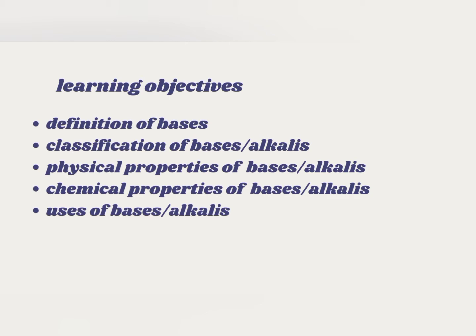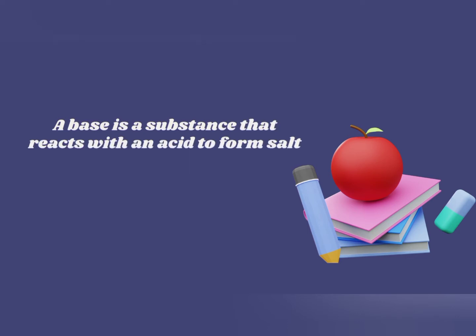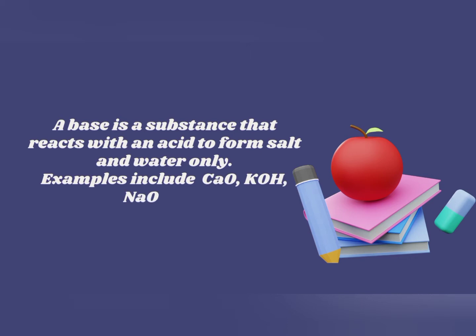So let's start with the definition of a base. If I may ask, what do you think is a base? A base is a substance that reacts with an acid to form salt and water only. So you take note. Salt and water are the only products formed when an acid reacts with a base. So examples of bases include calcium oxide, potassium hydroxide, sodium hydroxide, etc.